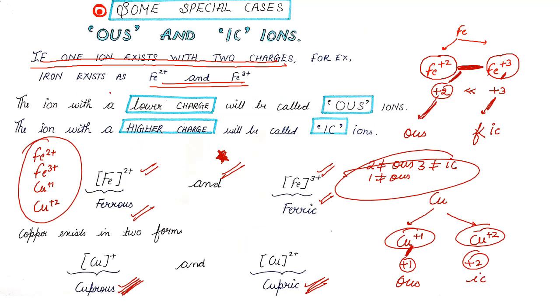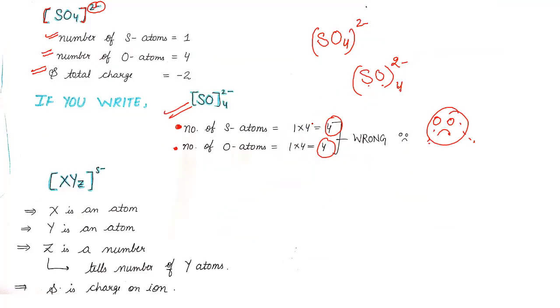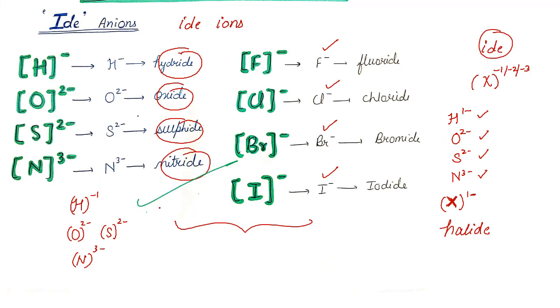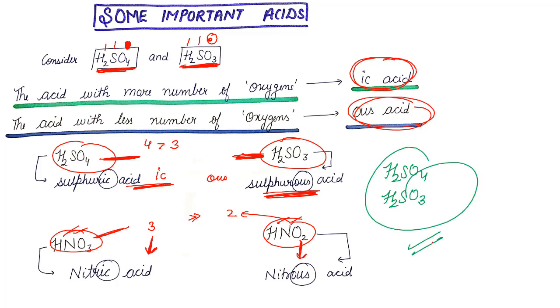Fourth point, we talked about ous and ic ions. You need to remember all four: ferric, ferrous, cupric, cuprous. You need to remember all these four importantly. Next, we talked about sulfate, sulfite, nitrate, nitrite. You need to remember these also for sure. And then this is just for your understanding. Yes, you need to remember the ions also. Very, very important slide. And this was also for your understanding, that H2SO4 is sulfuric, H2SO3 is sulfurous. If you remember these acid names, things are going to be really easy.